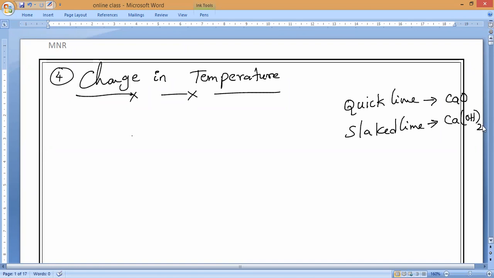Calcium hydroxide. Yes, sir. Okay, I am telling you quicklime and slake-lime, so you have to remember this. Also remember, this quicklime we used to call simply lime also. So lime, or quicklime, or calcium oxide, all three are names of this only. Throughout this lesson it will come, and in the next chapters it will also come.